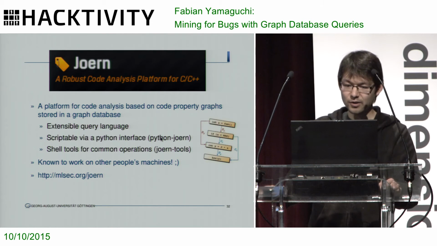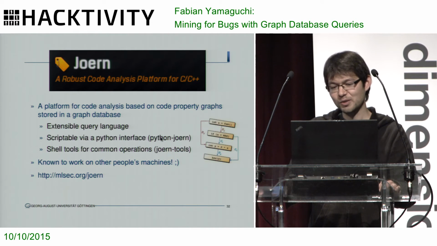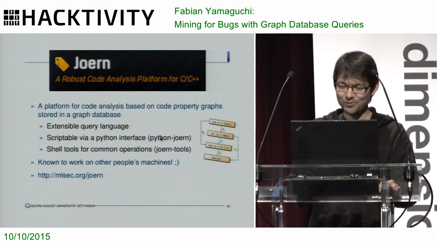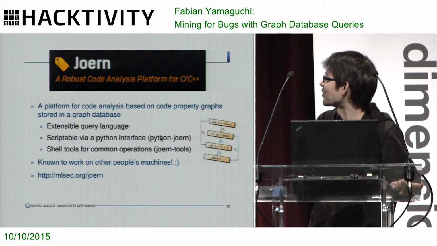And we did this, and we built a platform, and you can download it. Everything's available. The platform is called Joern, and it processes C and parts of C++. And there's a Python scripting interface and some shell utilities you can use. And it's actually been tested to work on other people's machines, so it's made me very happy that it doesn't just run on my machine. This is probably the first of my projects where this is true. You can download it at mlsec.org/joern.